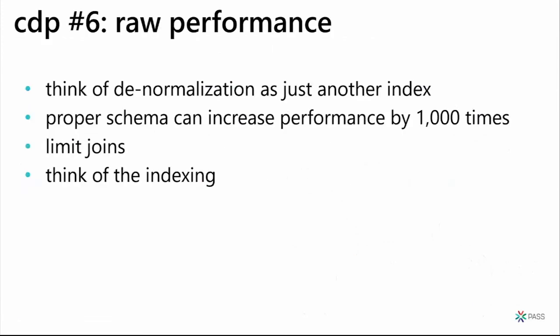Okay? All right. CDP number 6, think about the raw performance. Think of denormalization as just another index that your app is maintaining. So proper schema can increase performance by 1,000 times. I'm not exaggerating, 1,000 times. Limit joining and think about the indexing. What's the index signature? That's our priority.